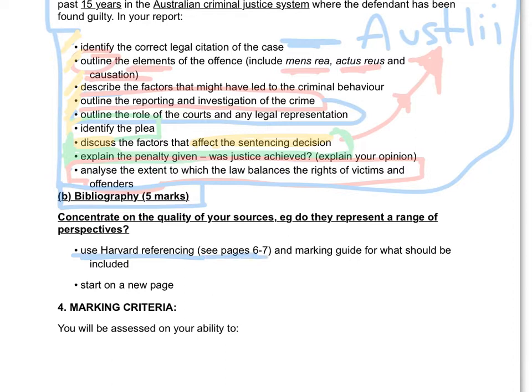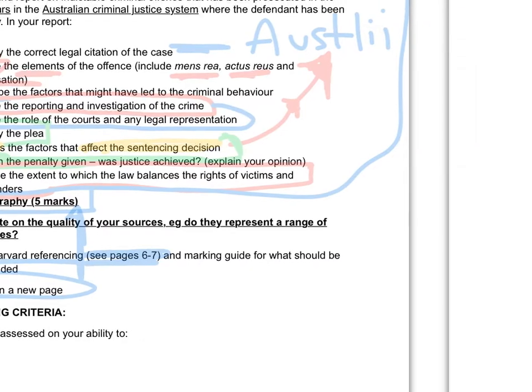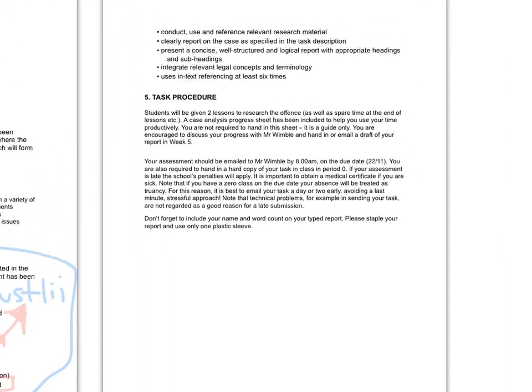I've even given you what that looks like on pages 6 and 7, and a marking guide for what should be included. All right, start on a new page. Give it its new page. It's worth 5 marks. All right, what are you going to get assessed on? Well, let's go to this one for this.